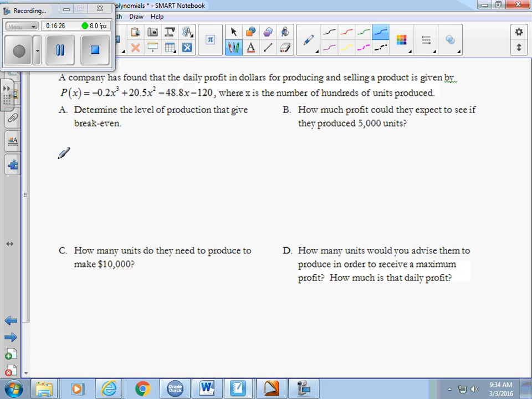What did we get for our break even? 104 and negative 1.5. Which one of those doesn't mean anything to us? The negative 1.5, why does that not mean anything to us? What does X stand for? Units produced. Are we going to produce negative 1.5 units? Probably not. So the level of production that will give a break even will be 400 units. Why 400?